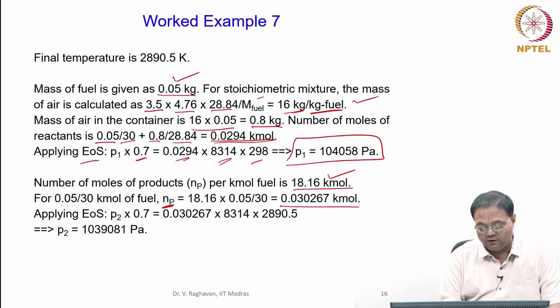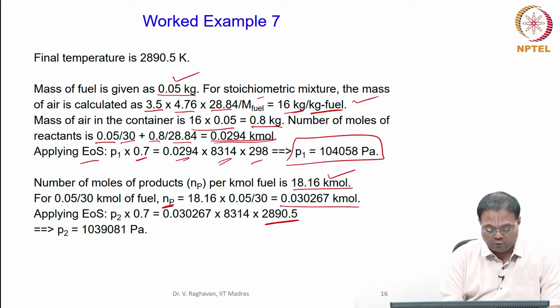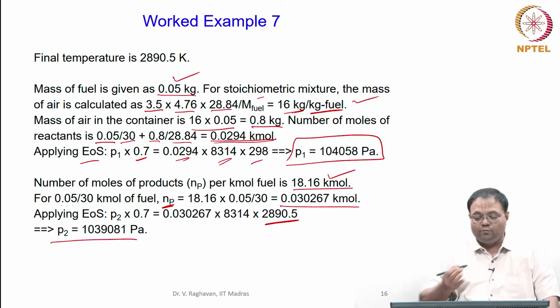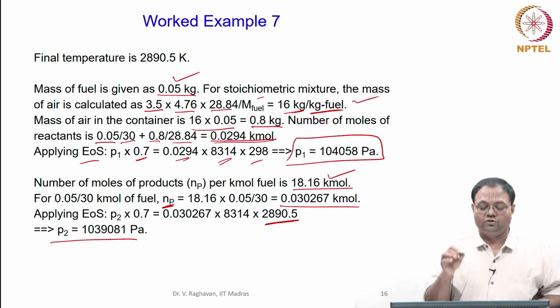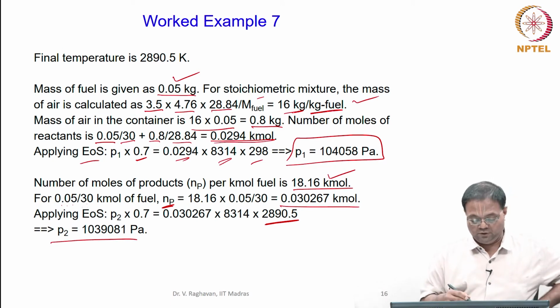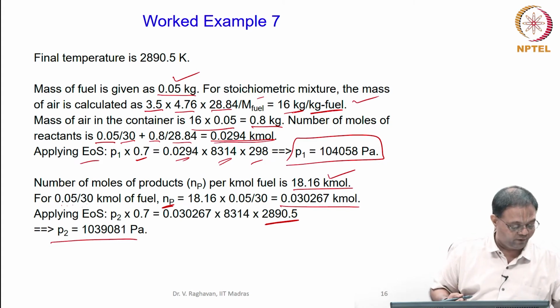Now use this in the equation of state. P2 into 0.7 is equal to 0.030267 into RU into T adiabatic. Now you get the pressure here. So you get about 10 times pressure rise approximately. Okay. So this is the constant vessel, constant volume combustion, where the temperature rises and pressure also rises tremendously.